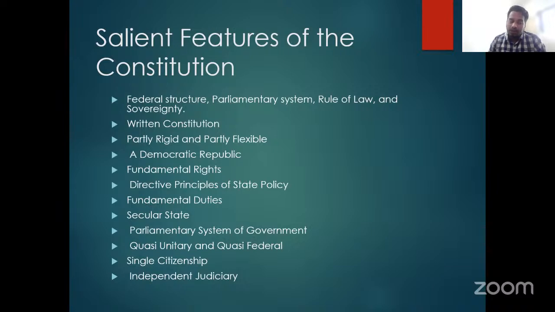Some can be amended through very strict laws, like those passed by two-thirds majority of the total strength of the house. That is rigid. Flexible means half of the total strength present and voting. Some laws need to be flexible, and some laws need to be rigid. Okay, it is related to partly rigid and partly flexible.